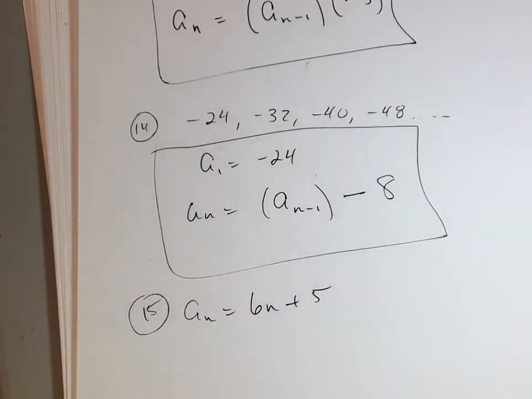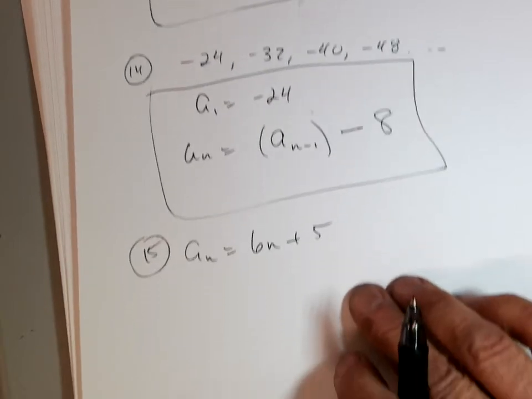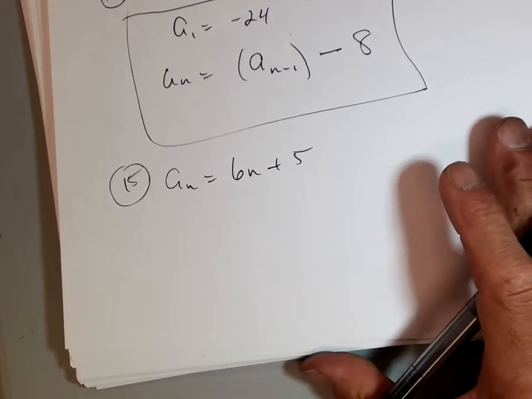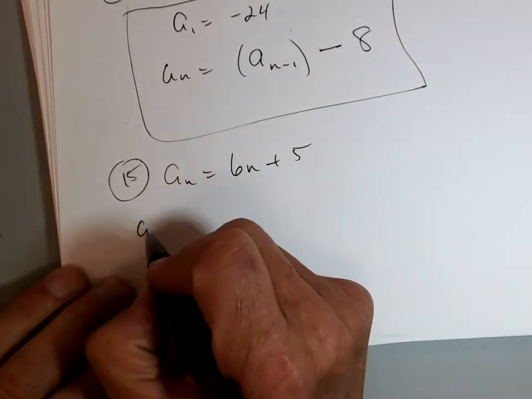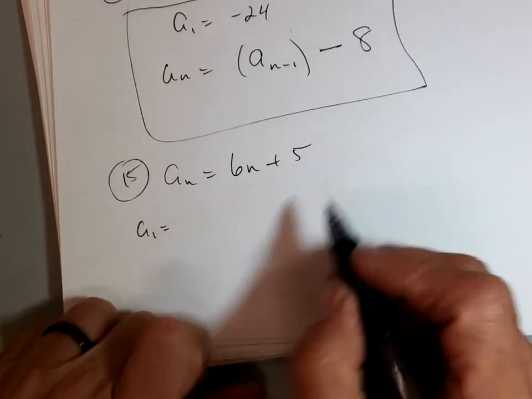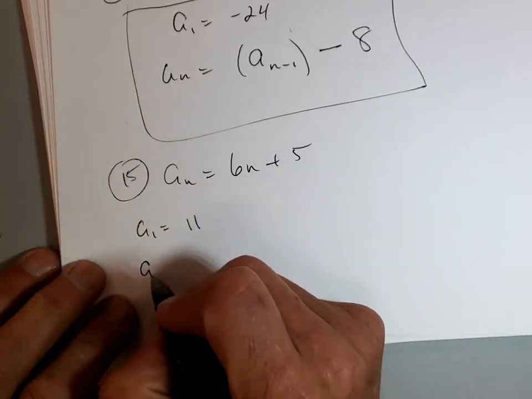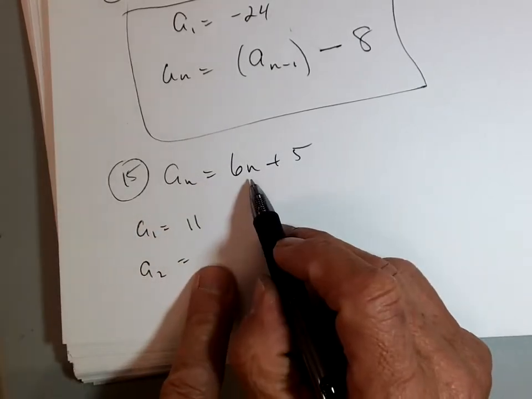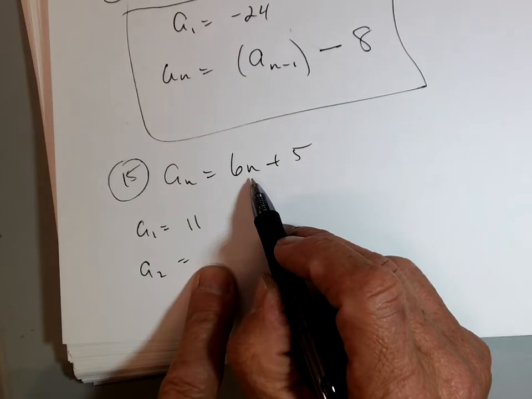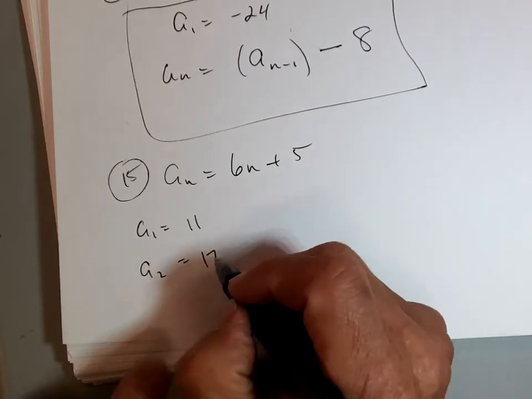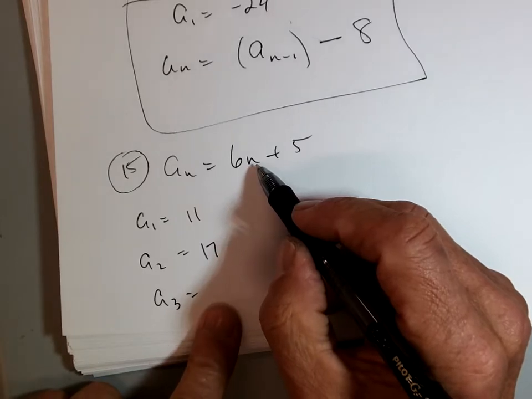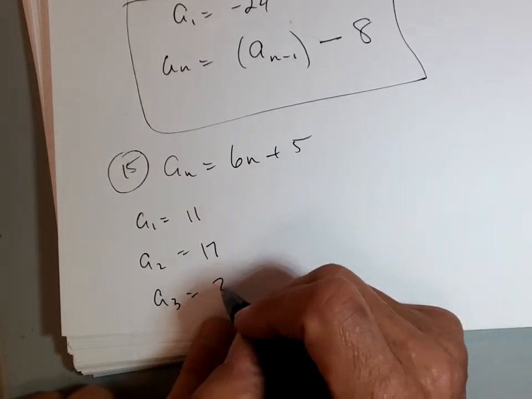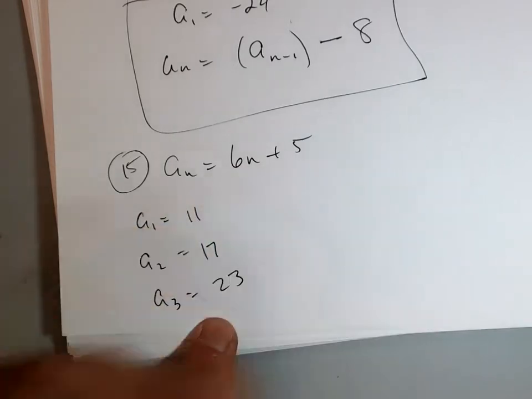So to do 15, is it arithmetic or geometric? I don't know, but let's make a few terms. If I plug in 1, what do I get? 11. If I plug in 2, what am I going to get? 17. If I plug in 3, what do I get? 23. What's going on each time?